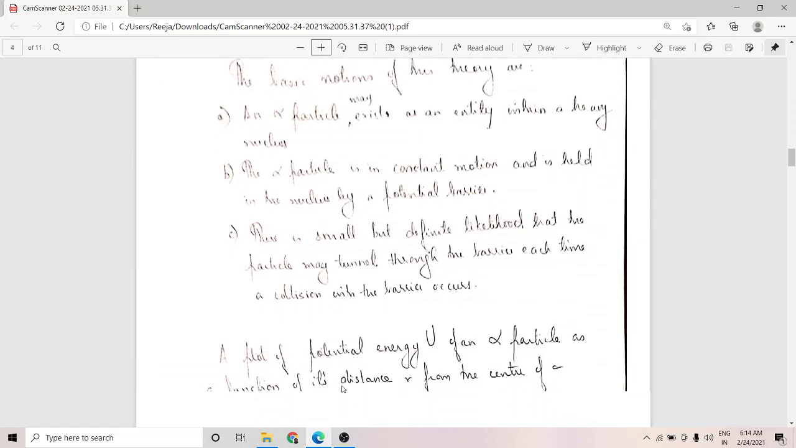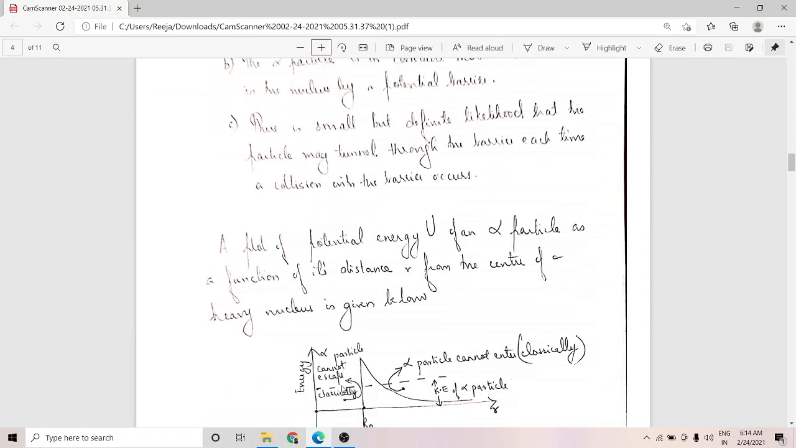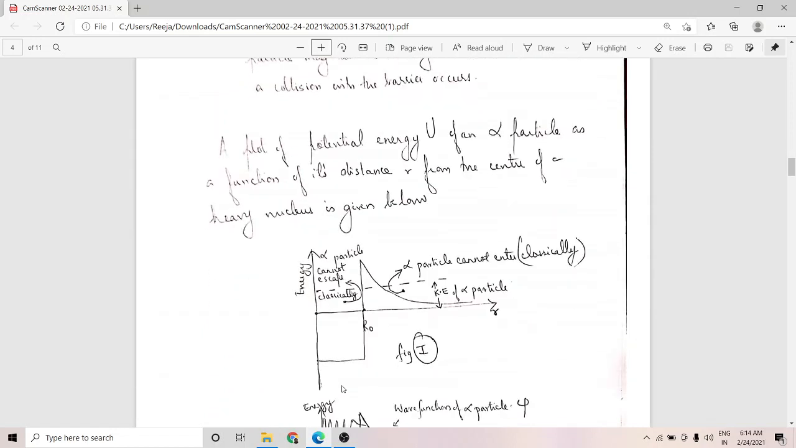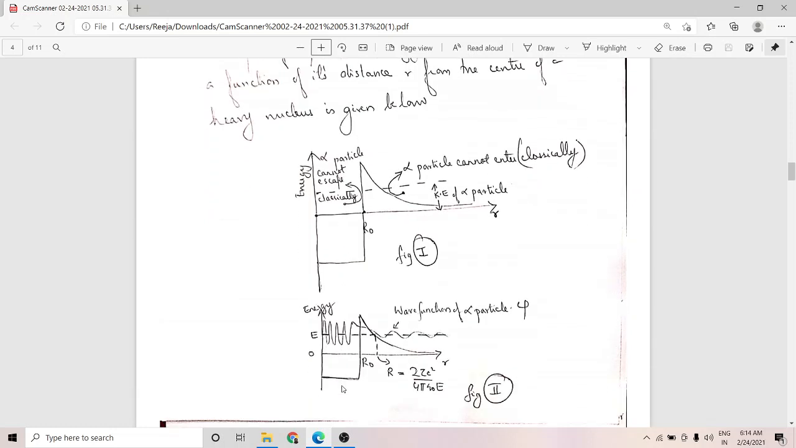Now the potential energy U of an alpha particle as a function of its distance from the center of the heavy nucleus is shown here. So this is how it is. This is the nuclear radius R0. Now my alpha particle is trapped here, and this is the potential barrier posed by the nucleus. Now the speciality of this potential barrier is that its strength reduces with distance.